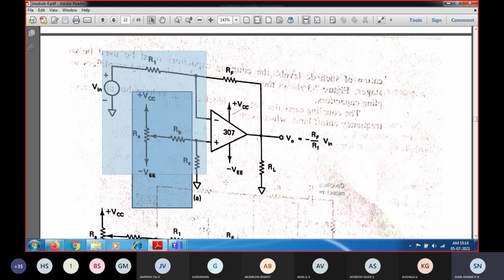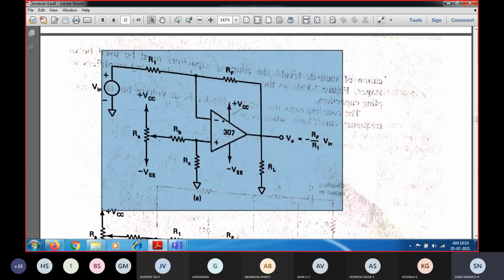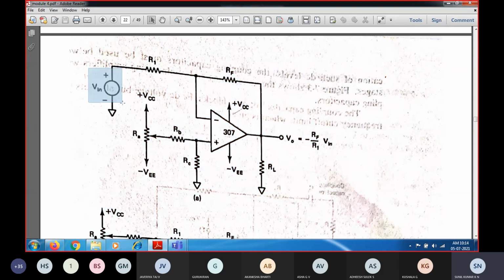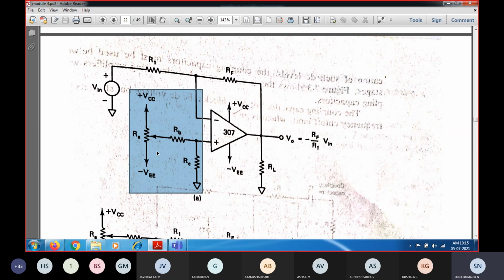So this is the inverting amplifier. Whenever you have to see which type of configuration it is, you should see where the input voltage source is connected. If it is connected to the inverting terminal, then it is called an inverting amplifier. If the input voltage is connected to the non-inverting terminal, then obviously it will be a non-inverting amplifier configuration. Now, this is the offset voltage compensating network, which is going to nullify the offset voltage.